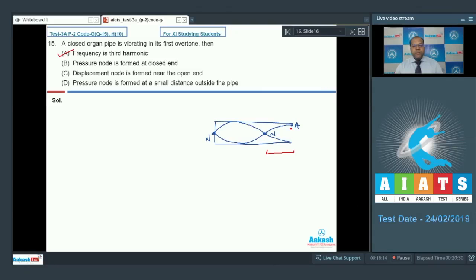In option D, a pressure node is formed at a small distance outside the pipe. Since this is a point of displacement antinode, the corresponding pressure is a node, which forms just outside the pipe. So option D is also correct. So the correct answers for question number 15 are options A and D. Let's move to question number 16.